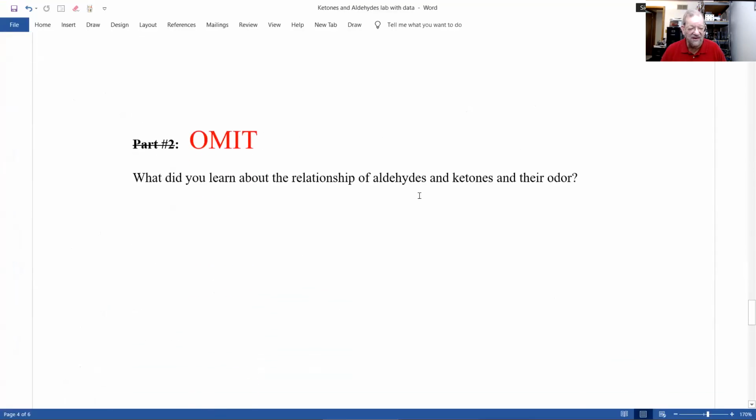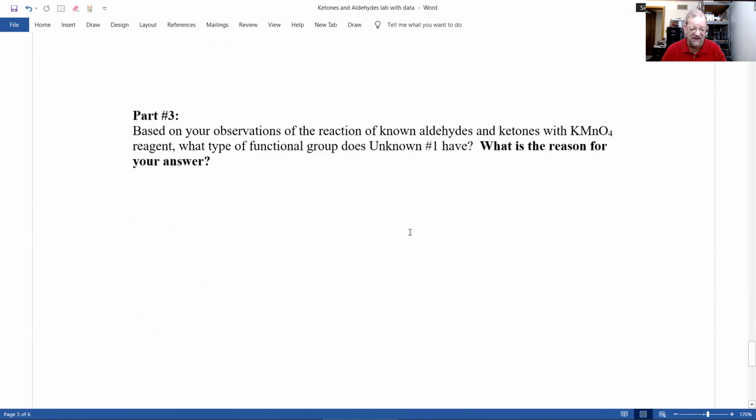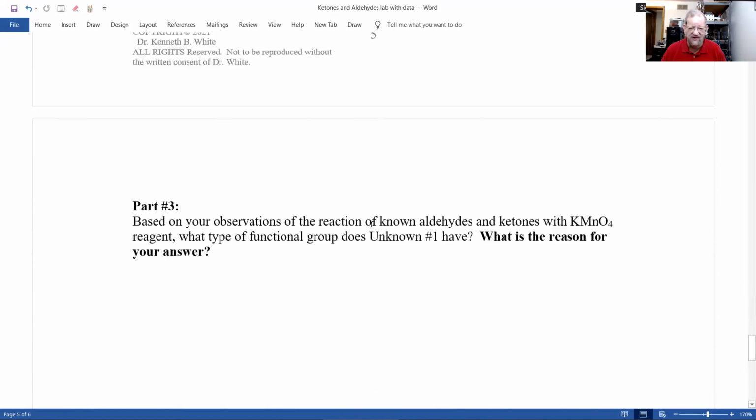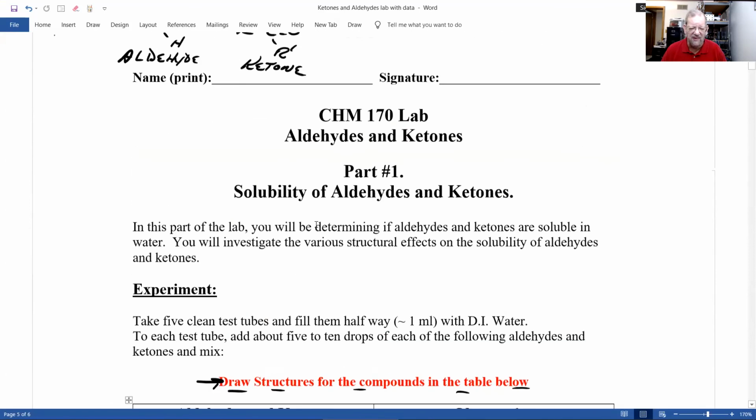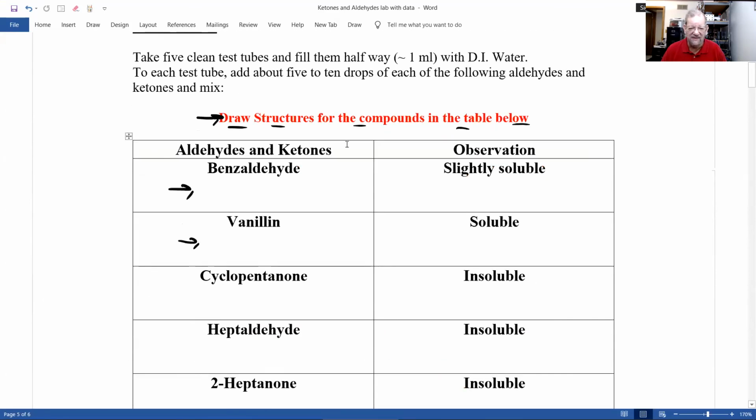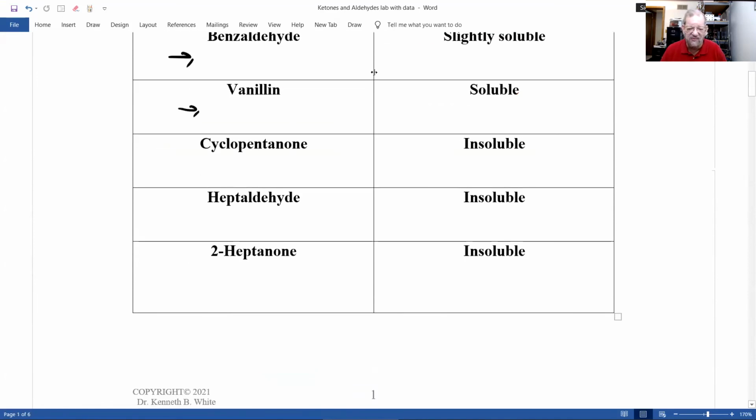And down here, this part 2, omit, what did you learn about the relationship of aldehydes, ketones, and their odor? That you don't have to answer. And don't forget to answer the rest of these. And don't forget, on the first table right here, I don't even call it table 1, I should, draw the structures underneath the names of these. And with that, I'm done.